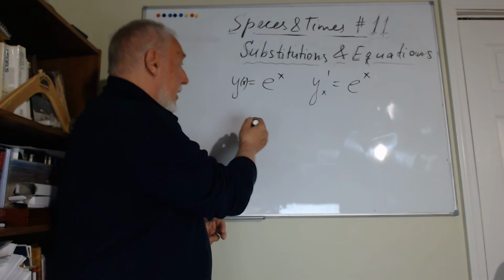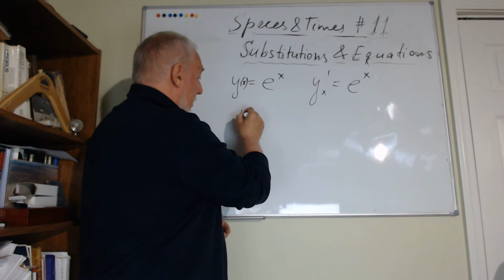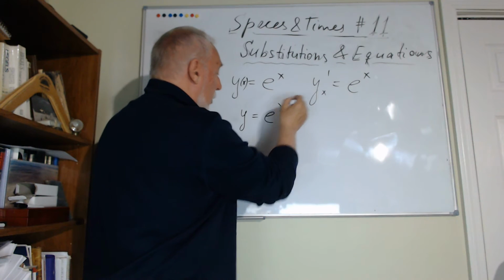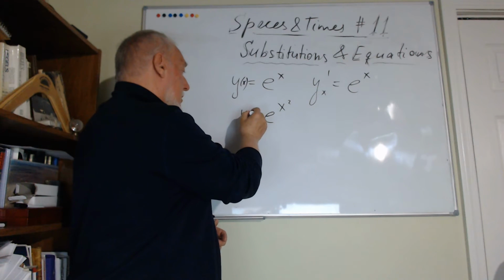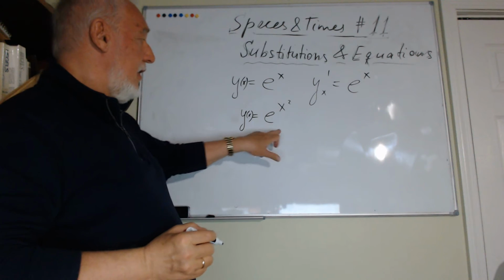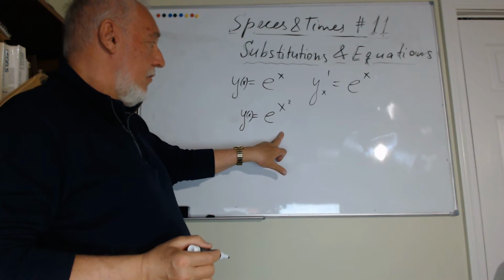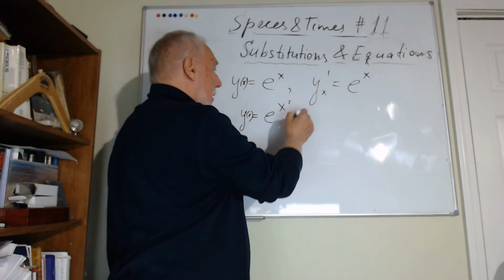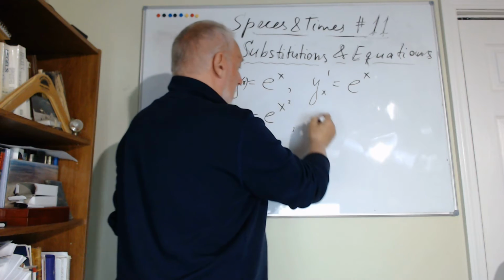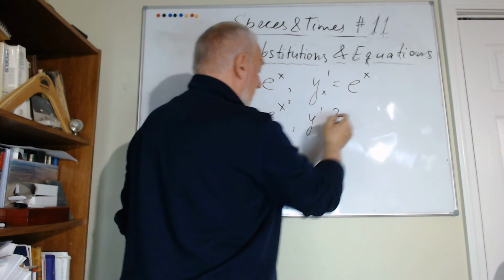Now we have something a little more difficult. E to the power of x squared. Again, this is a function. How to calculate this derivative? We want a derivative. So how to find this?